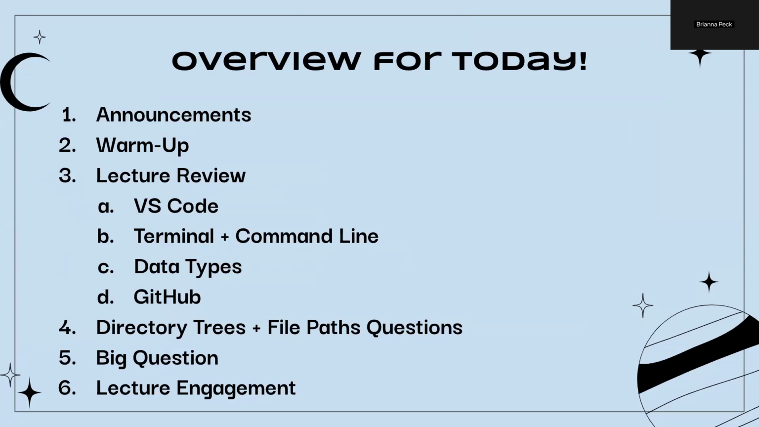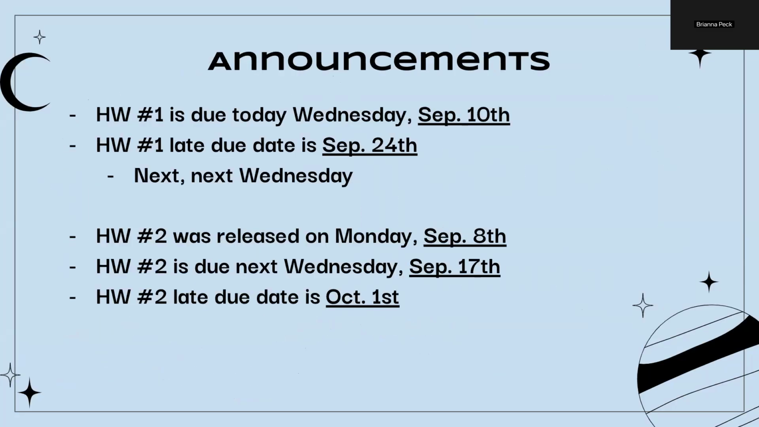Okay, so moving on to today's actual lecture. We're gonna go over VS Code. It's just a discussion, so it's also pretty chill. If you're troubleshooting with Git, don't worry about it. You can catch up pretty easily with the slides posted on bCourses. But we're basically just gonna run through some review with VS Code, the terminal, command line, data types, and GitHub. And then we're gonna cover a little bit about directory trees and file paths, which we already kind of know a little bit about, but I want to clarify some things.